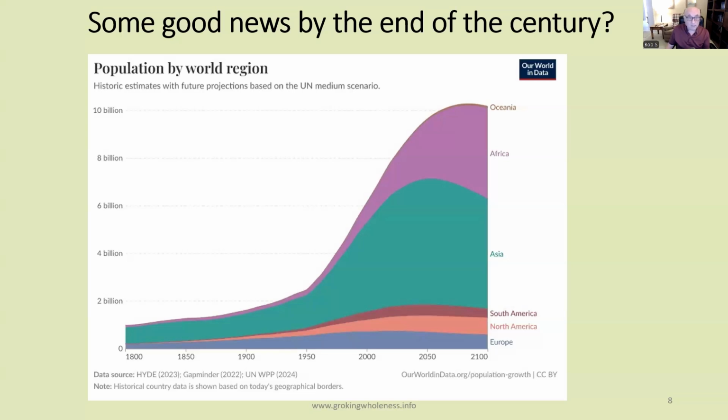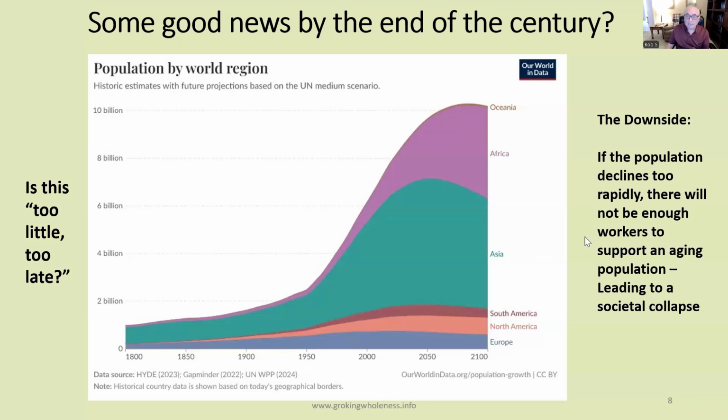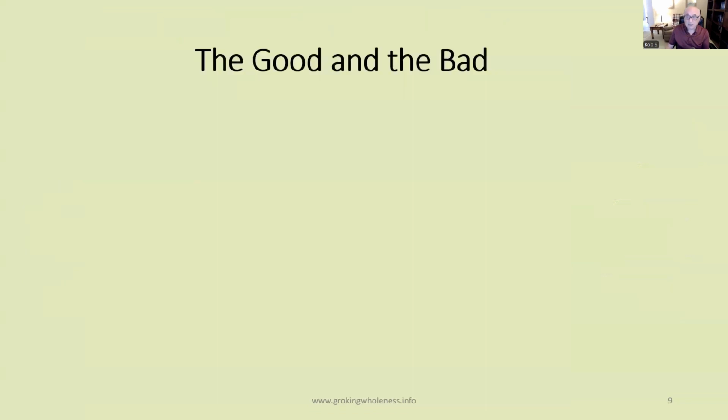Countries like China, Japan, Germany, Italy are already experiencing declining populations, and that poses another problem. We'll get to that in a minute. The question to ask yourself, is this too little, too late? And by the way, there's another issue as well with the declining population, which is a real concern in some of the countries I just mentioned. If the population of that country declines too rapidly, there won't be enough workers to support the aging population as they reach retirement age. And if it gets serious enough, that could lead to societal collapse. That's the other side of the coin.